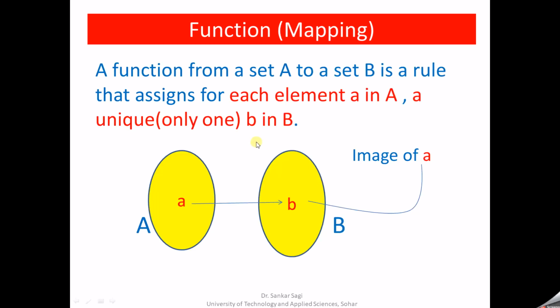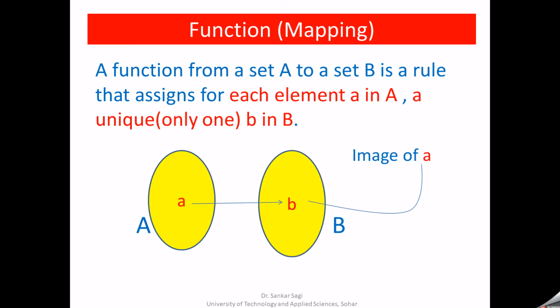Now let us look at the definition of a function or a mapping. A function from a set A to a set B is a rule that assigns for each element a in A a unique element b in B. So this is the definition of a function or a mapping, and let us try to understand this definition.